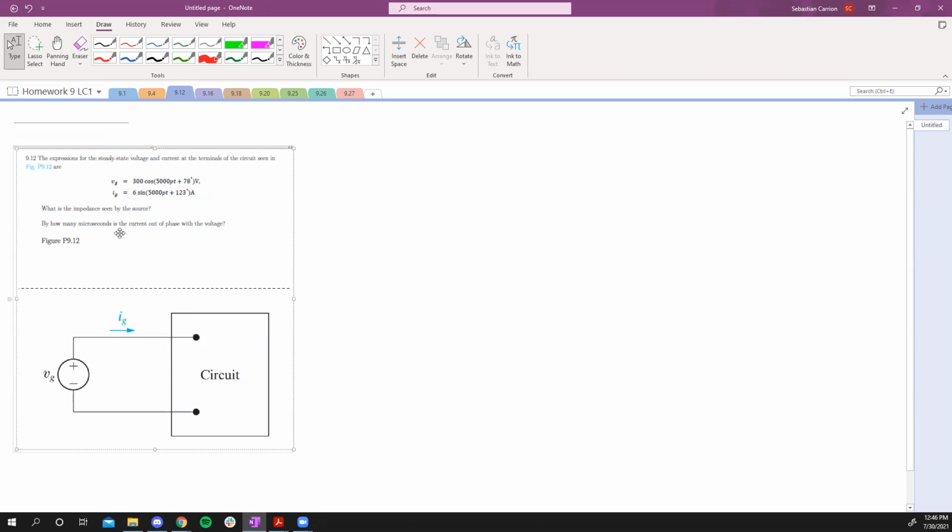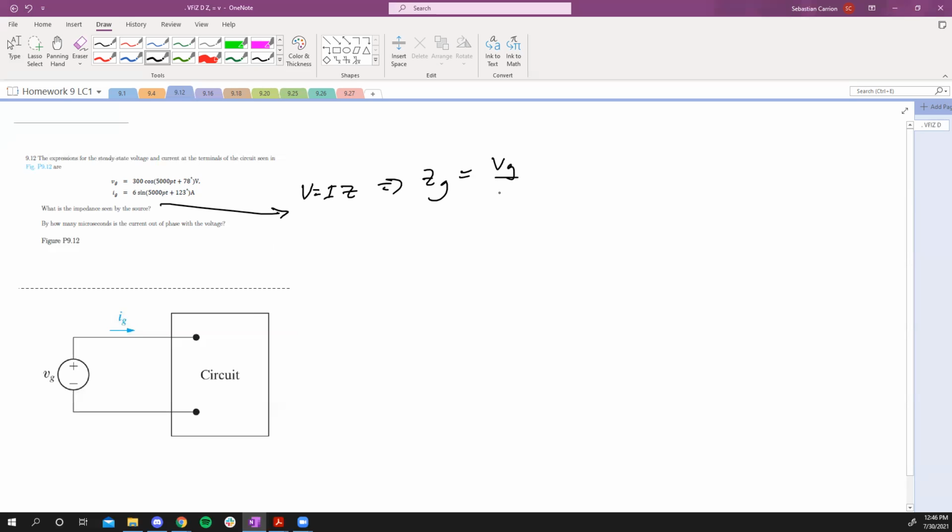So the first question is asking, what is the impedance seen by the source? So impedance follows the same rule as Ohm's law, right? V equals I Z. We can think about it that way, right? So Z_G is going to be equal to V_G over I_G, correct? So we can go ahead and format it this way.